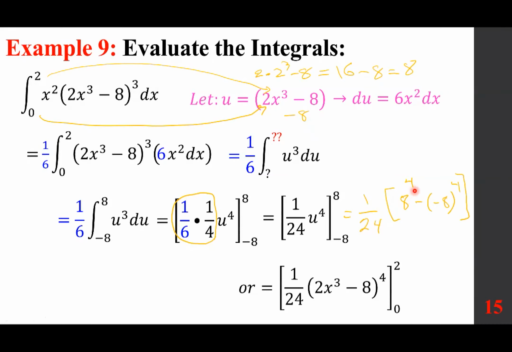As you know, when the exponent is even, it becomes positive. So 8 to the power of 4 and negative 8 to the power of 4, you don't even have to know what they are. They are identical. They cancel each other, and that gives us 0. And times 1/24, it is still 0, and we are done.